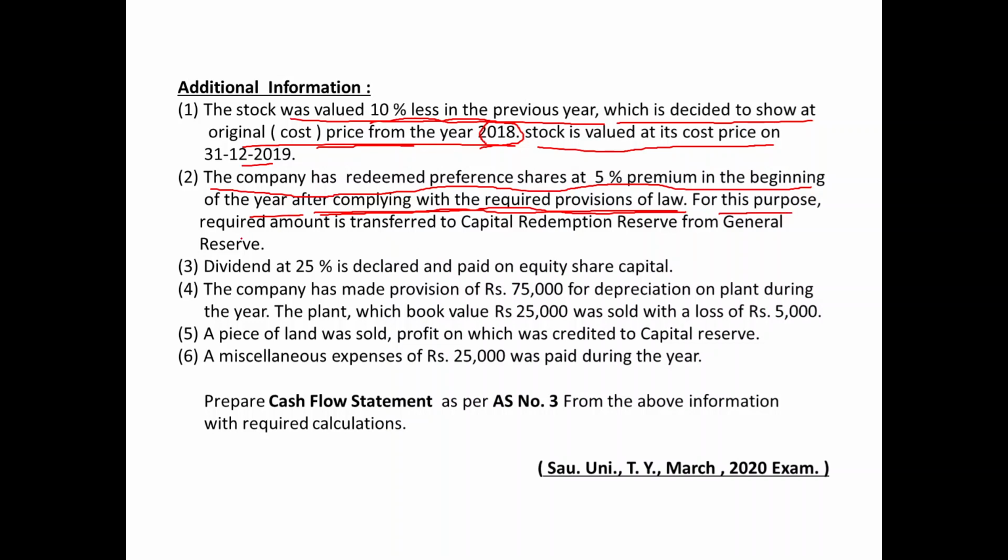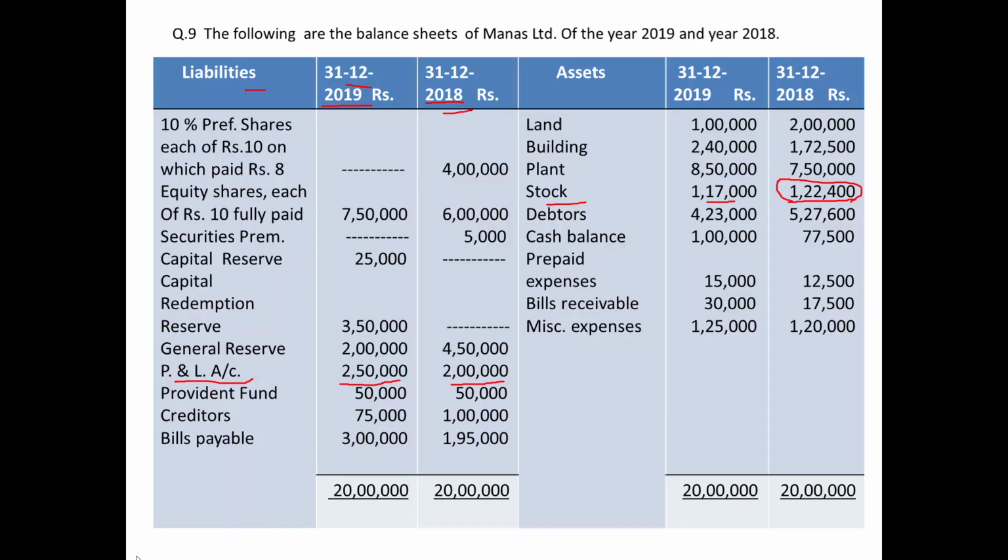For this purpose, the required amount is transferred to capital redemption reserve from general reserve. Here also the word is required amount. Let us verify the position of equity share capital as well as preference share capital and then CRR. Have a look at the liability side. It is related to RPS redemption.